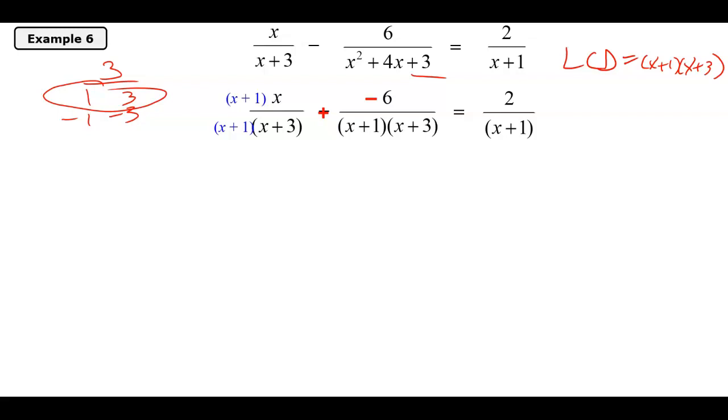Same thing on the right side. What is x plus 1 missing to give me this middle term? Do you see how x plus 3 is missing over here? So on the top and the bottom, you're going to multiply by x plus 3.